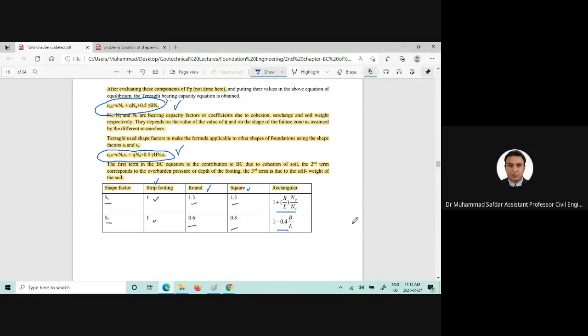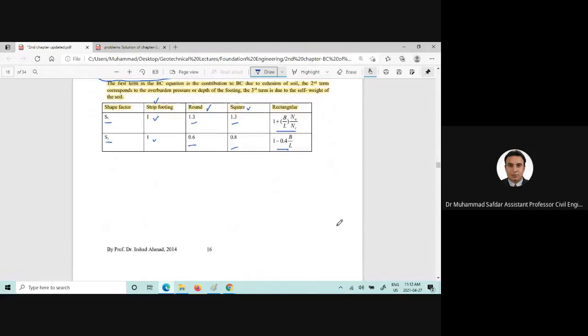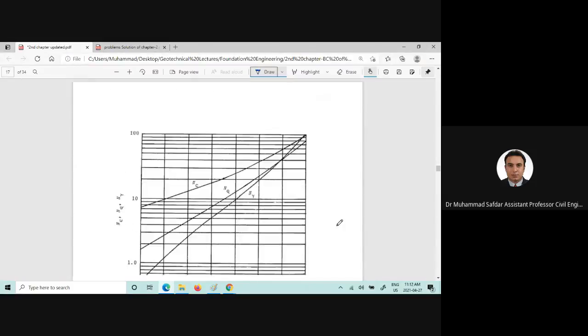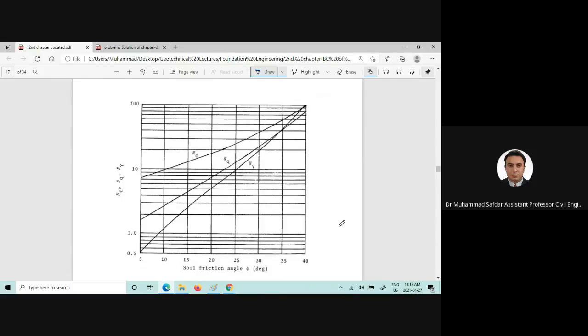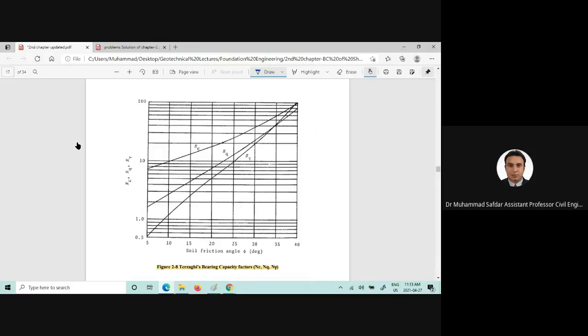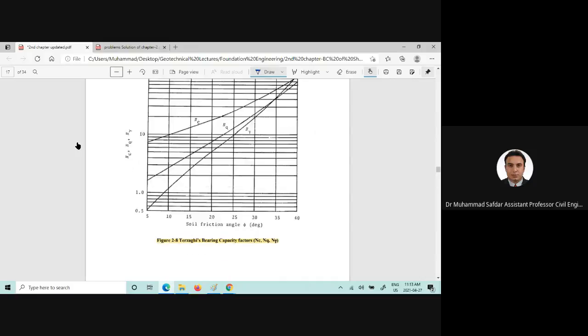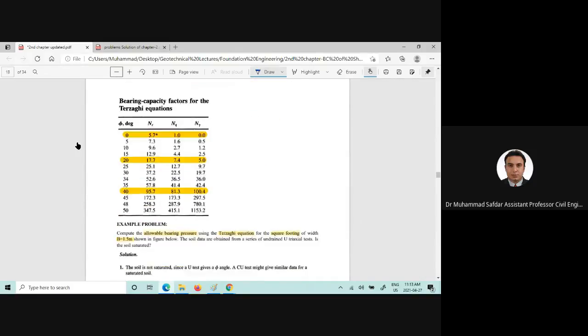So you can take the screenshot or a picture using your cell phone so that we will be referring to these tables and equations. Then please kindly take a screenshot of this figure as well. This is the Terzaghi's bearing capacity equation, bearing capacity factors, where we will be finding out the NC, NQ and N gamma values depending upon the friction angle. So you can please take the picture or screenshot of this figure as well. If you want, you can take a picture of this table.